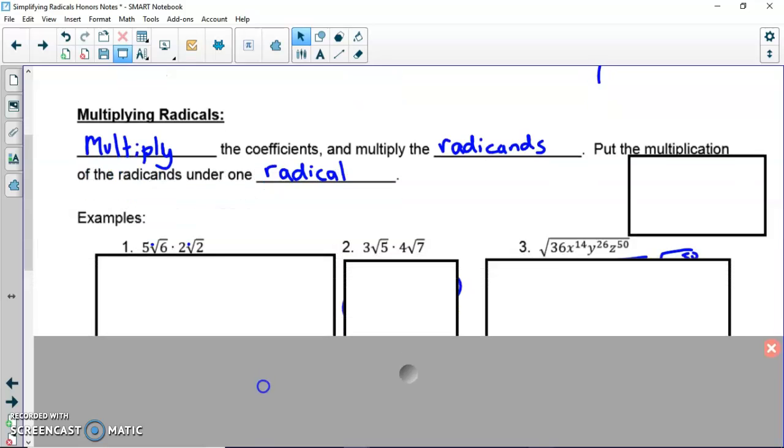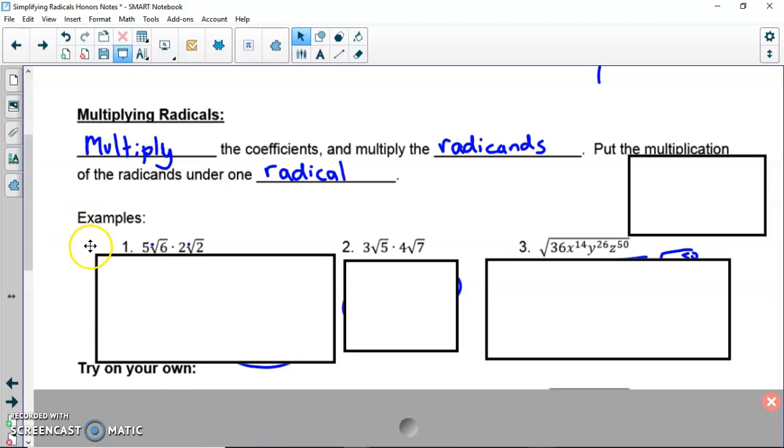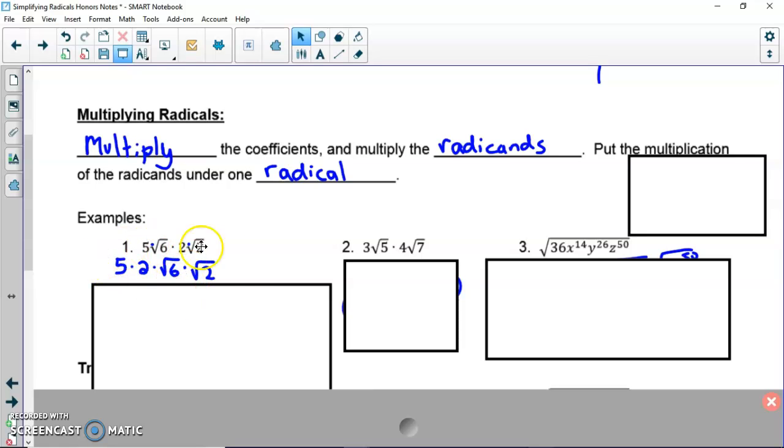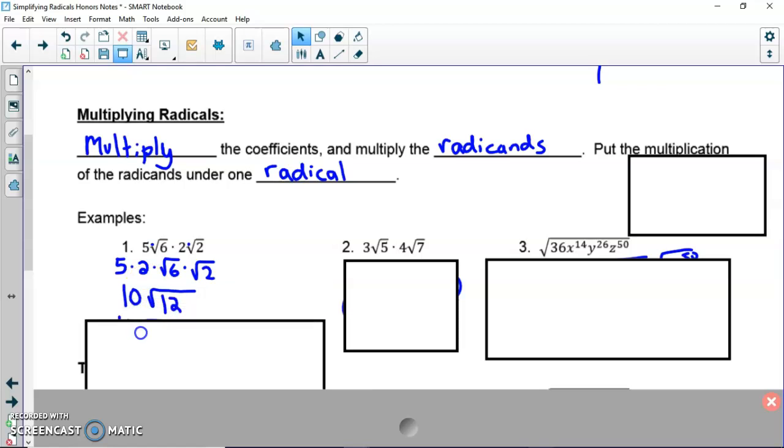So, for example, if I have 5√6 times 2√2, again, this is all multiplication. So really what I've got to think about is rewriting this because it's all separated by multiplication. So I can think of it as putting the 5 times the 2 first, times the square root of 6, times the square root of 2. And then I would, again, multiply my coefficients. 5 times 2 is 10. And multiply the radicands and put them underneath one radical. So I get 10 times the square root of 12.